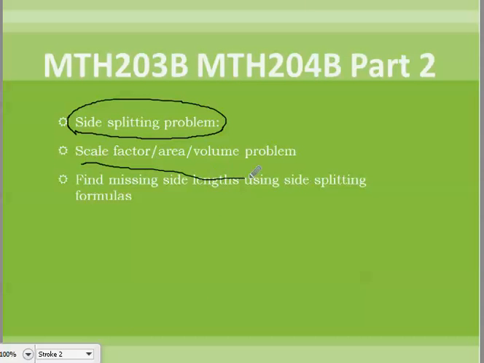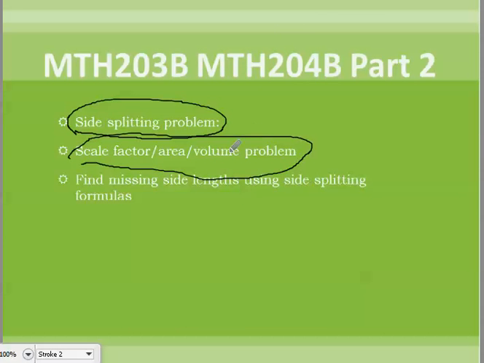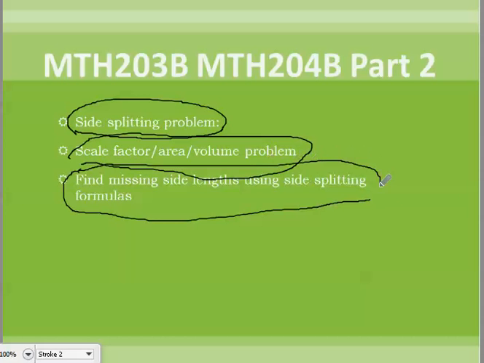Okay, then you're going to have one scale factor, area, volume problem. And that one is going to look very similar to this problem right here. You're going to be given the sides on two objects, and you're going to be given the volume, and it's going to ask you what the new volume is. But you're also going to have to give the scale factor, the ratio of the areas, and the ratio of the volume. Okay? And then here you're going to have one more, finding some missing side lengths using the side splitting formula. So you'll have one more side splitting formula problem to work out. Okay? Those are the 3 problems you'll have on the Part 2 assignment.